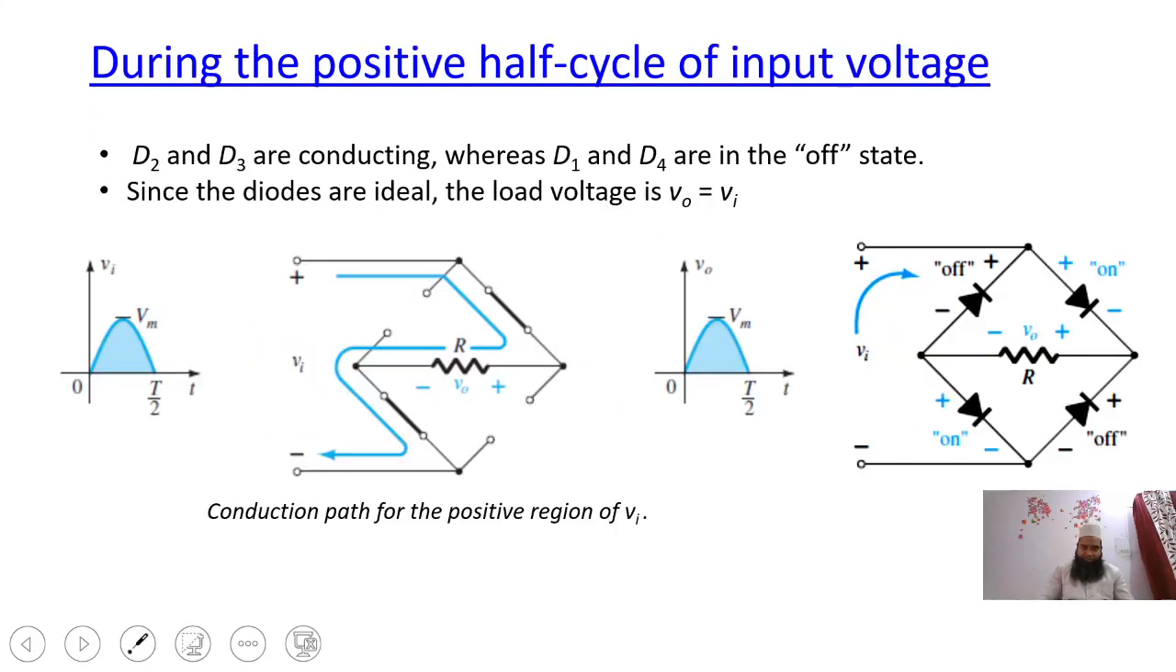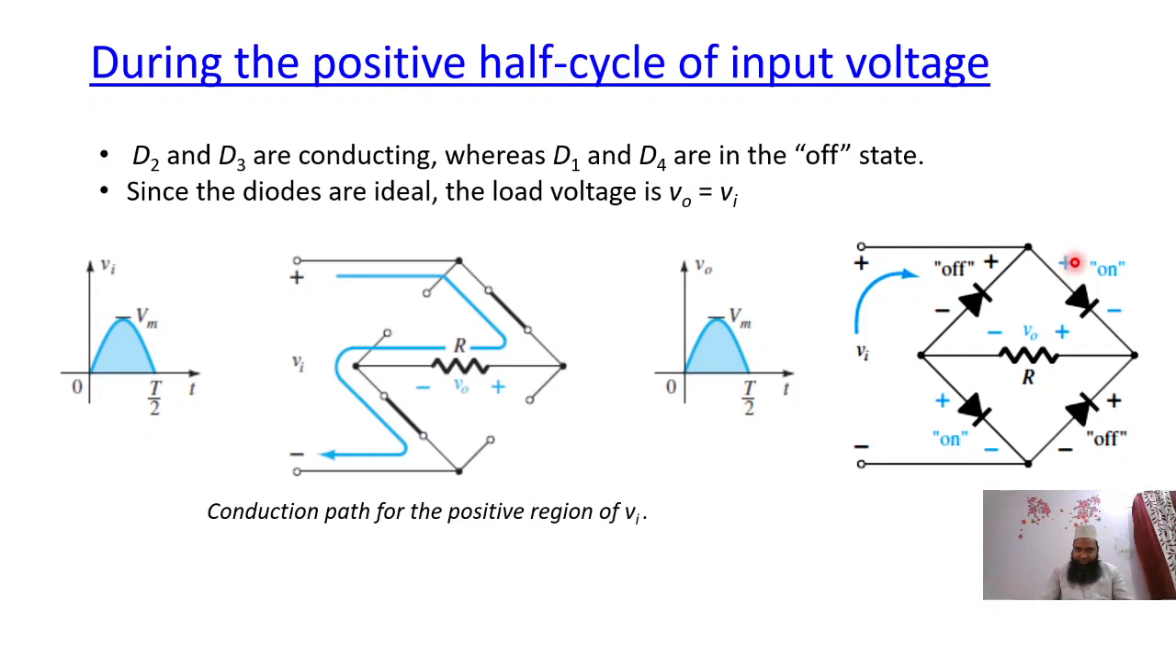Now, during the positive half cycle, that is when the input cycle is the positive half cycle, this point is positive and this point is negative. In this figure, we can see that when this terminal is positive and this terminal is negative, this diode will be positive on one side and negative on the other. This diode will be reverse bias and is treated as off, and this diode will be forward bias.